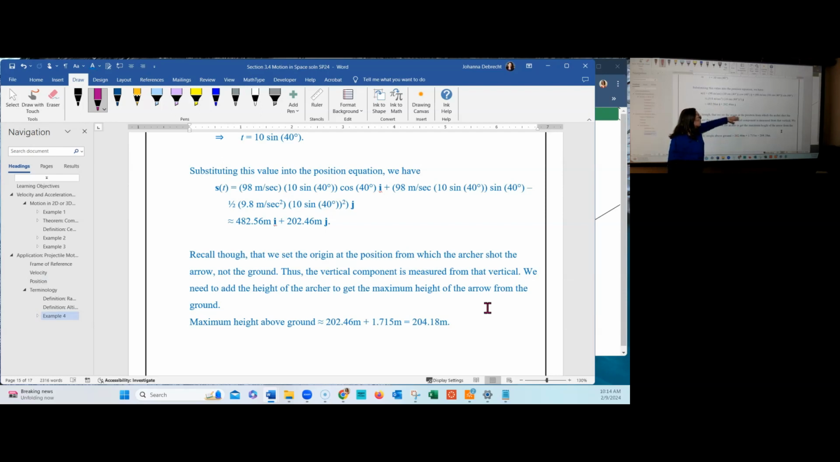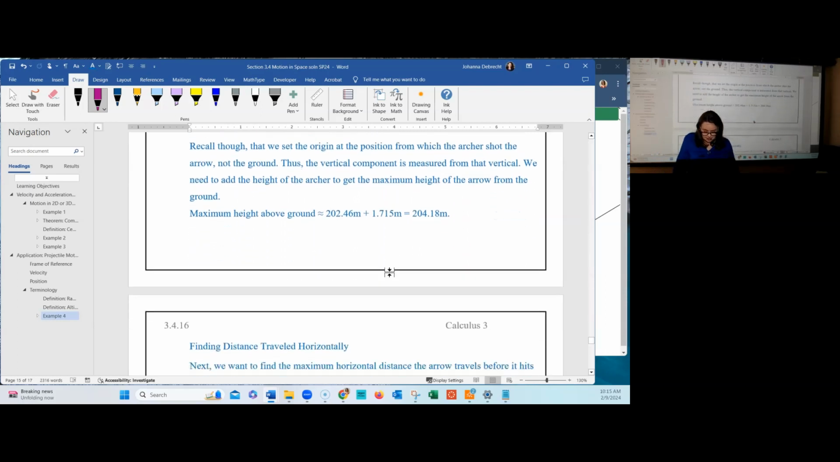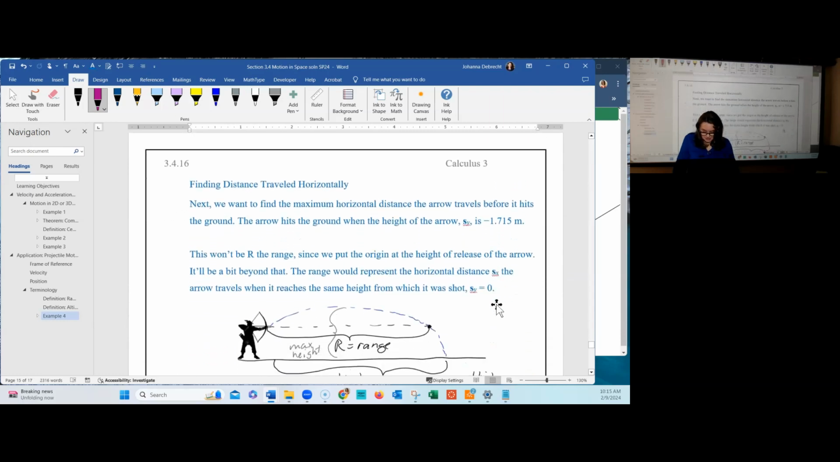So I took the value that I got for the altitude, how far above the horizontal it got shot, plus the distance of the original horizontal from the ground, and that gives me roughly 204 meters above the ground, which does not sound reasonable to me at all. I don't think an arrow is going to go that high, but at any rate, that's what we got.